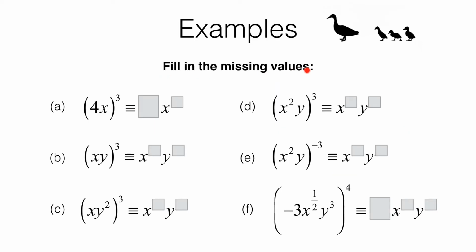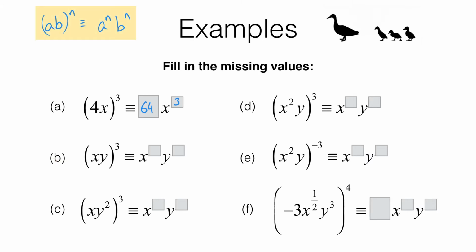We need to fill in the missing values. Question A is what we've just been talking about. We've seen that 4x all raised to the power of 3, or 4x cubed, is simply 64x cubed. What we had to do was raise the 4 to the power of 3 and the x to the power of 3. And in general, when you have a product raised to a power, what you have to do is raise each part of that product to the power.